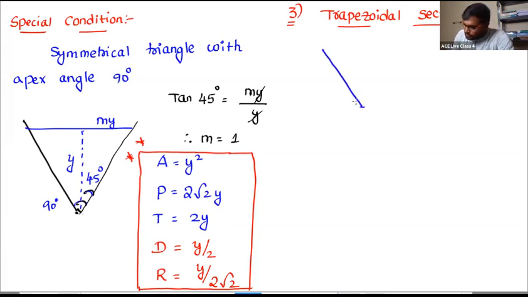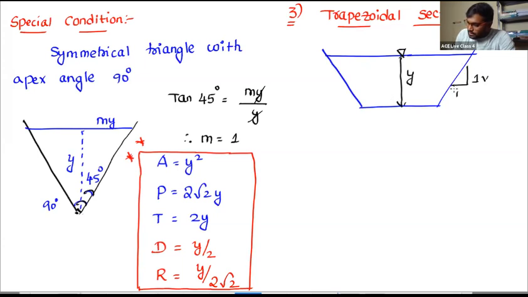So now you can say water table, depth of flow y, 1 vertical to m horizontal, and the width as b. See here how many flow parameters are there, means how many cross-sectional details are there: side slope is there, bed width is there, depth of flow is there, yes or no? So now what is the top width, please?